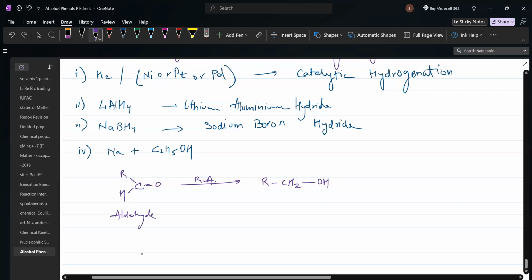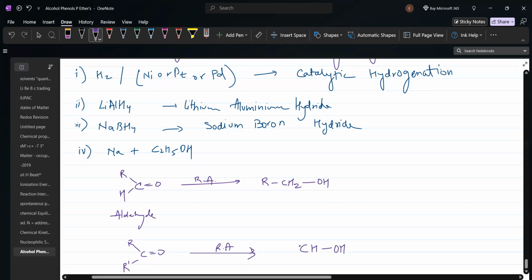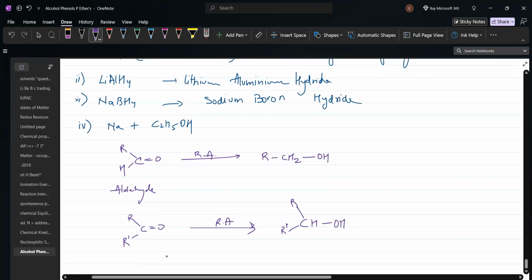Okay, let's draw the same for ketone. So ketone will have two alkyl groups attached. They can be the same or different, and we have a reducing agent here. What we will see is that one hydrogen will come on the carbon and one hydrogen will come on the oxygen. So CH will form, OH will form, and obviously two hydrogens are attached, right? Two hydrogens are attached. So this one is the final answer for ketone.